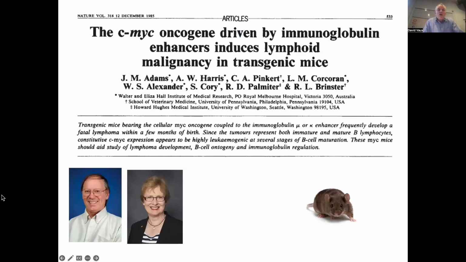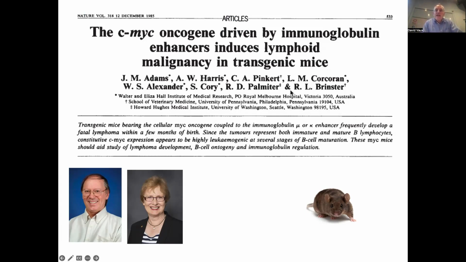So when I joined WEHI to do a PhD, I was in Jerry Adams' lab, and Jerry Adams and his wife Suzanne Cory had also developed transgenic mice. They produced these later than the oncomice I showed you before, and this paper was published in Nature at the end of 1985. They took the MYC gene, the same gene as Phil Leder's group did, and they turned it on under control of a promoter that works in B cells, the B lymphocytes.